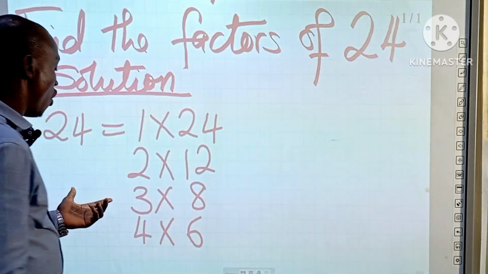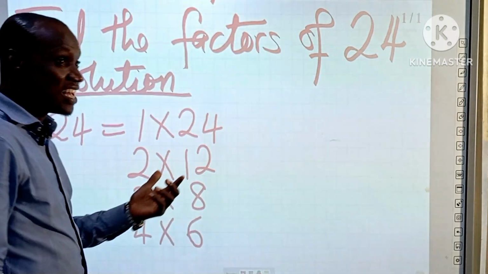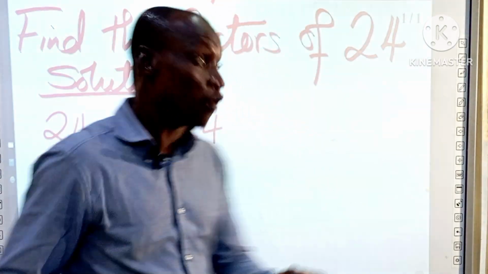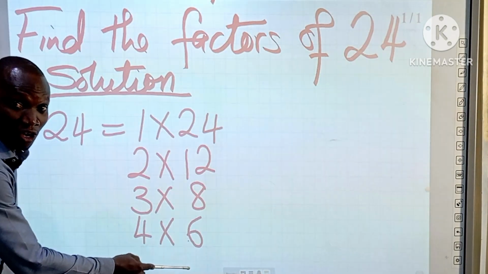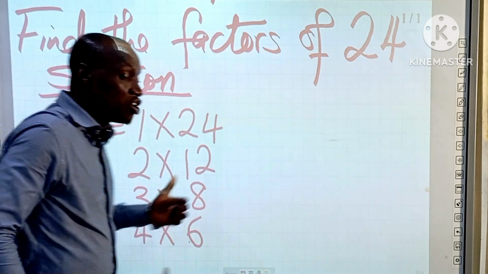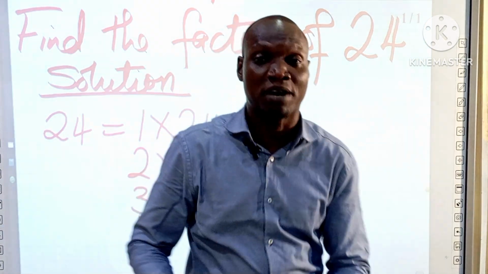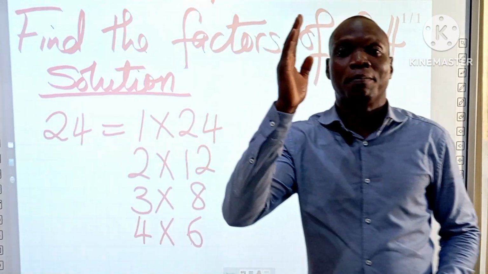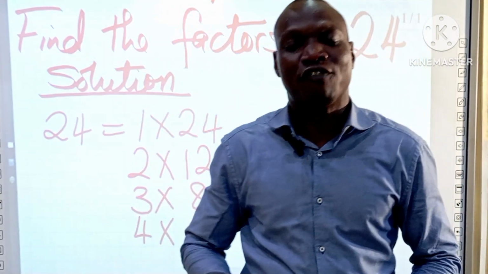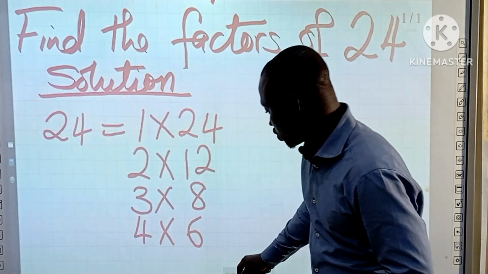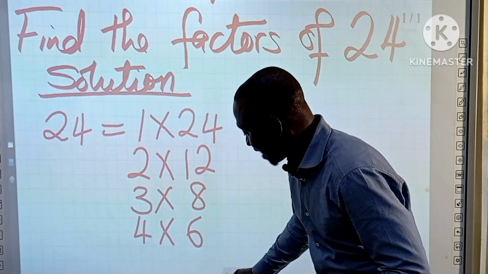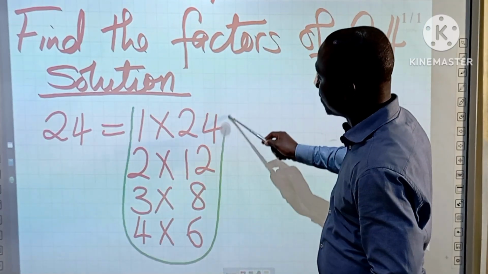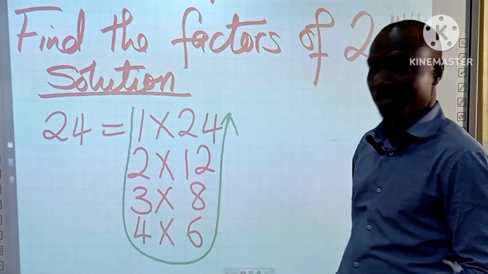Now we'll check the next number, which is 5. Can 5 divide 24? No. The next number after 5 is 6. 6 times what gives me 24? 6 times 4. Wow! I already have 6 on the board. Whenever you discover that the next number you want to use is already on the other side of your calculation, just stop. That is the end of the factors of that number. So you simply draw a line that shows the factors begin from this one down there and move up this way. I will show you what this means.